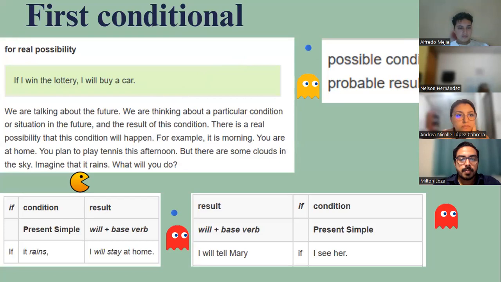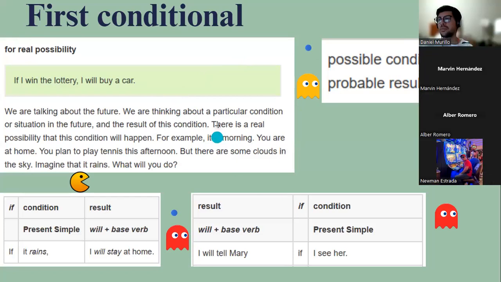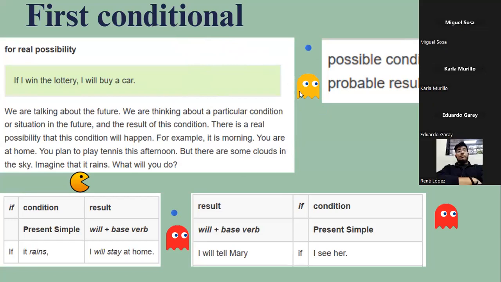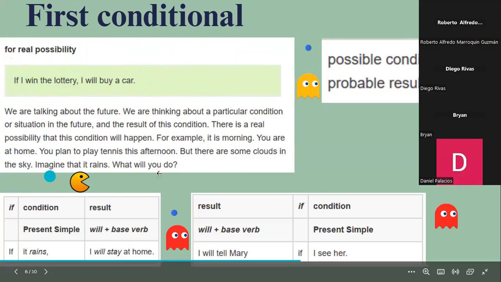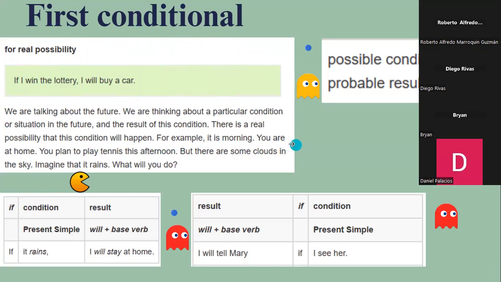And thank you so much for your attention, everyone. First conditional. I know, guys, that grammar classes are boring, okay, and it's difficult, but let's just finish this class learning something really important in English, the first conditional. This is for a real possibility. I need someone who can read all of this. I will. Okay, let's go.